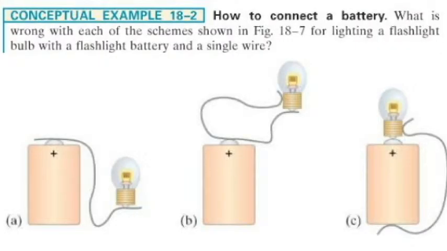So then we go to conceptual example 18.2. They ask us, what is wrong with each of the schemes shown in figure 18.7, which are these pictures shown right here, for lighting a flashlight bulb with a flashlight battery and a single wire. So let's first take a look at A. Here, as you can see, there's no closed path, and therefore the current will not flow. And this is what's wrong with this.